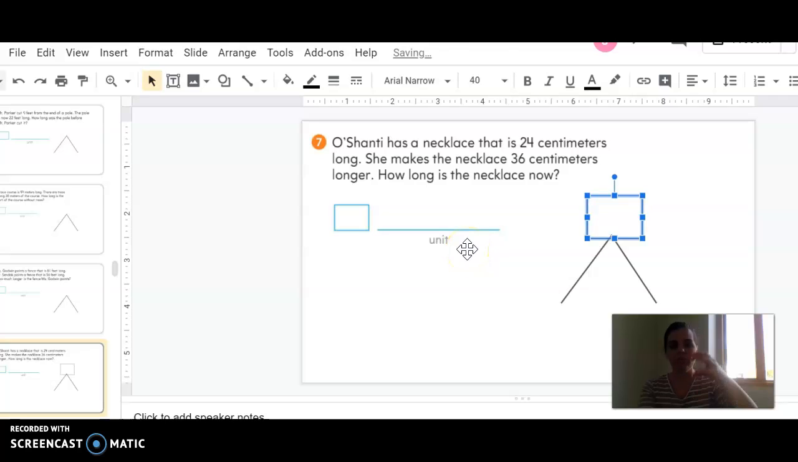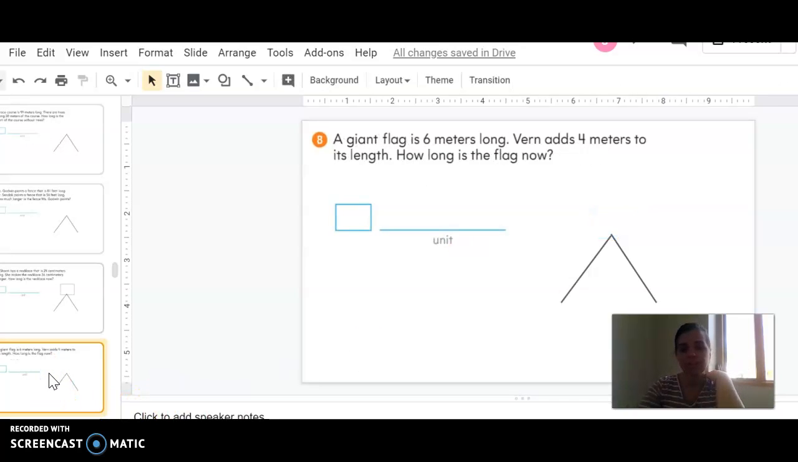Okay, but we know Oshanti has a necklace that's 24 centimeters. Then she adds on 36 more centimeters. How long is it now? Go ahead and hit pause while you solve. Hit play to move on to the last one.